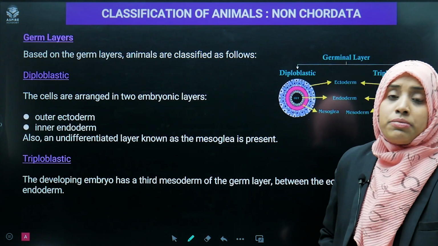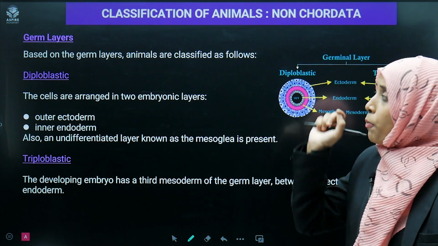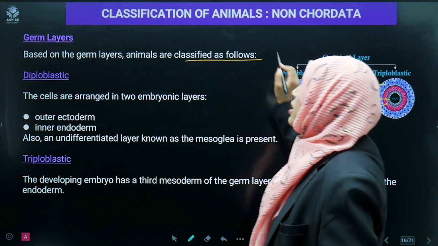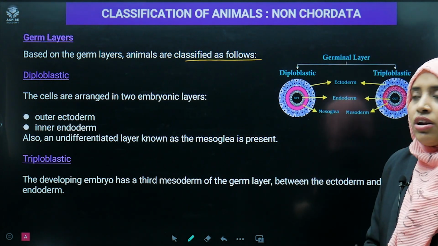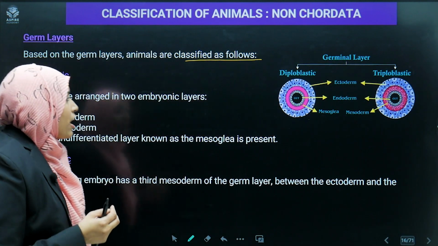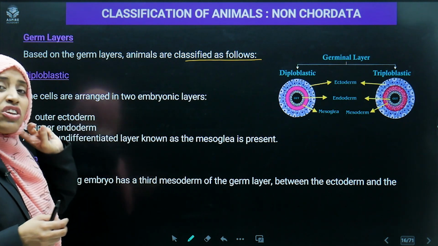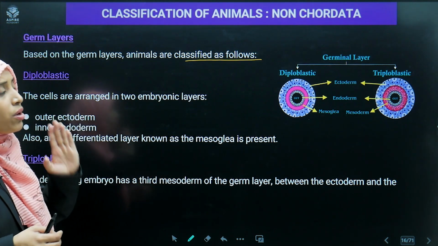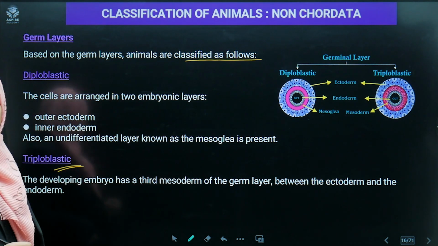Now about germ layer. That means the body is made up of different layers. So based on the germ layer, animals can be classified as either diploblastic or triploblastic. Diplo means two. If two germ layers are present in the organism, they are diploblastic. And if three germ layers are present, three body layers are there, we can simply call them triploblastic.